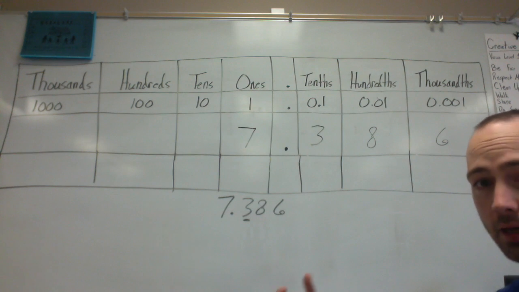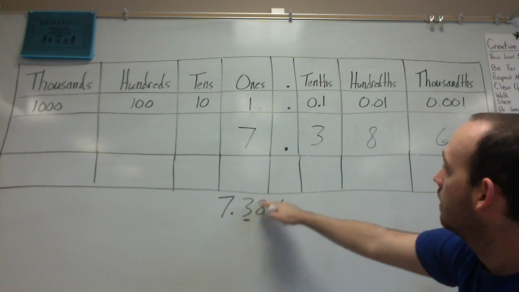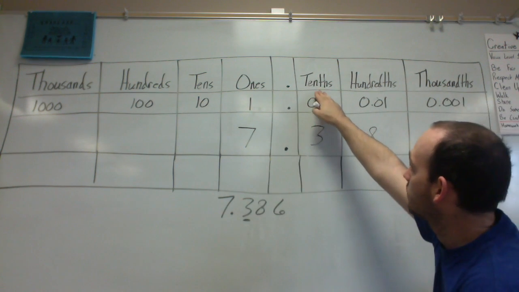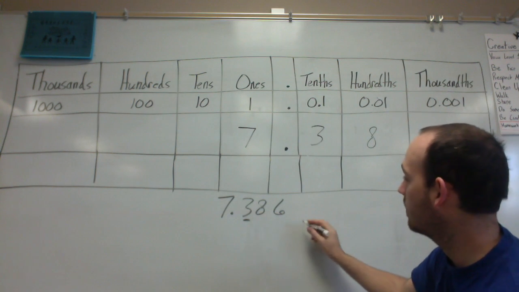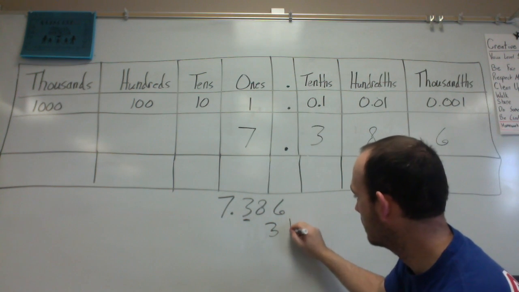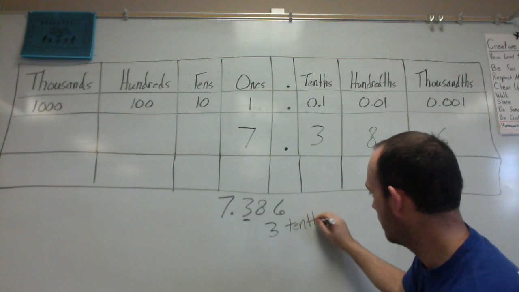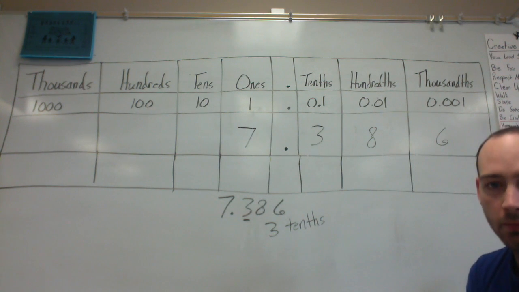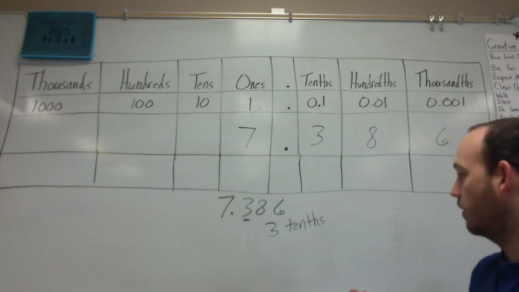It's organized, and then I can look very easily. How much is the 3 worth? Well, the 3 is in the tenths place. So that 3 would then be worth 3/10. That's how we are going to write that for now. So 3/10. Okay, let me put another one up here.